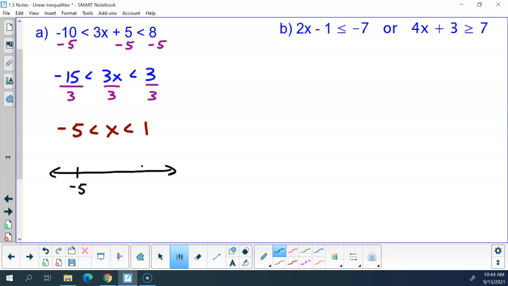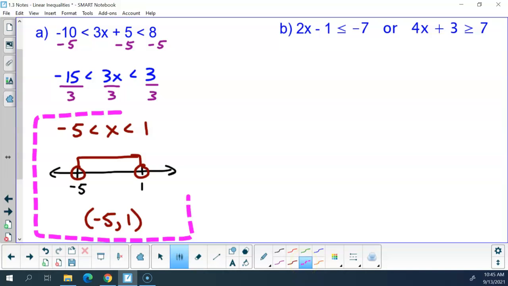Negative 5 and positive 1 are the two numbers that I care about. I want to be bigger than negative 5. I want to be smaller than positive 1. So open dots at each. There are my 3 choices. Questions on that?